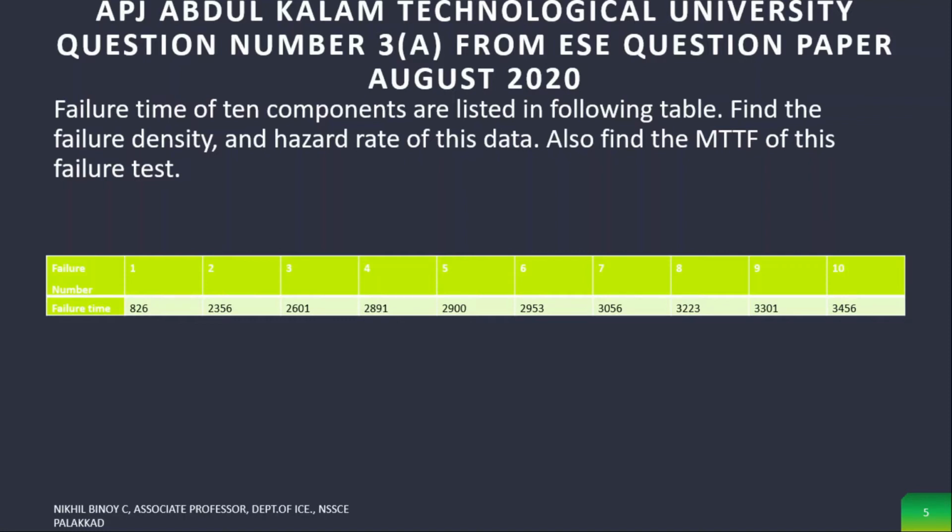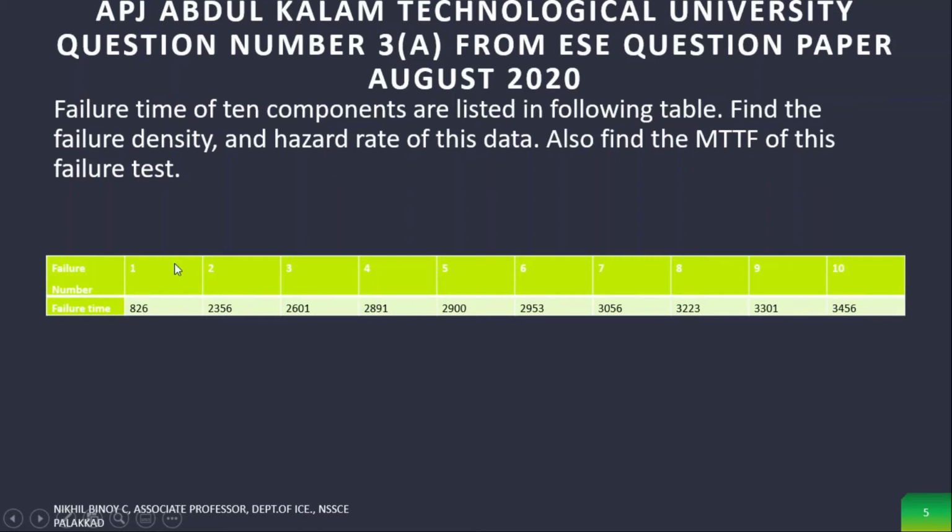So this is the question. We are asked to find the failure density, hazard rate, and mean time to failure. Please note the data: the component numbers 1, 2, 3, and the corresponding failure times are given. So here the number of failures is not given, the failure time is given.